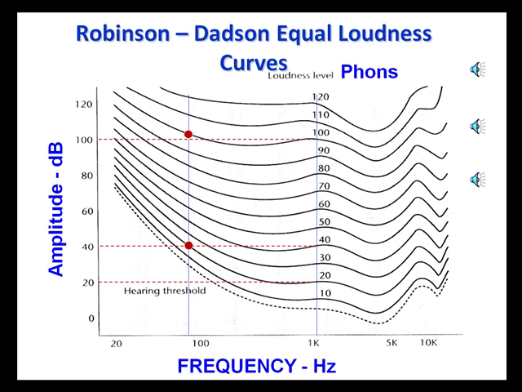As a demonstration, here's an example of 1,000 hertz at 80 decibels. Compare that to 100 hertz, also at 80 decibels, and to 10,000 hertz, also at 80 decibels. The 100 and 10,000 hertz sound softer than the 1,000 hertz.